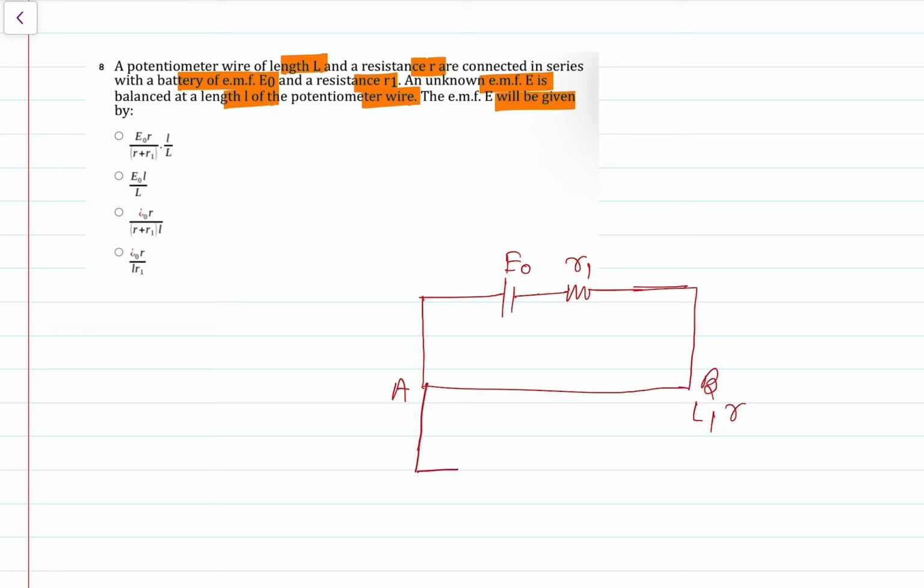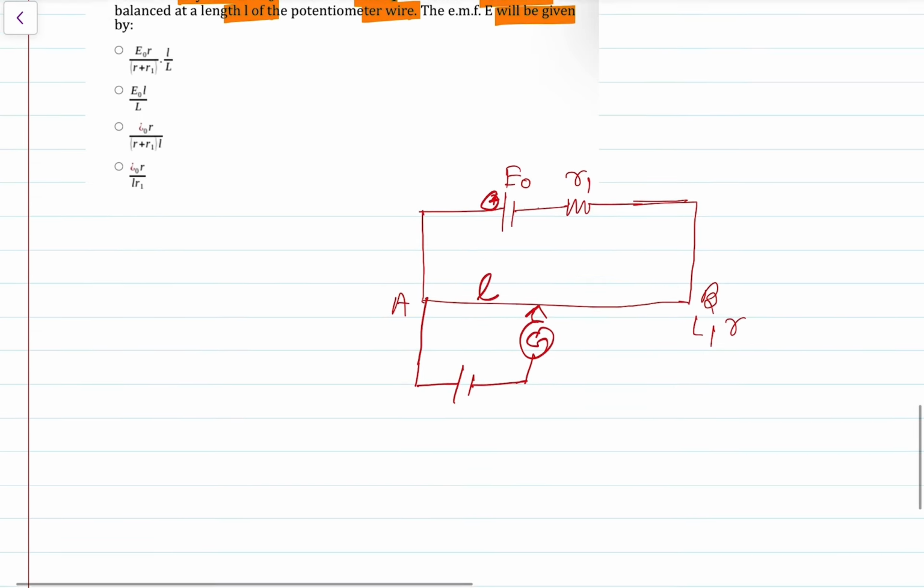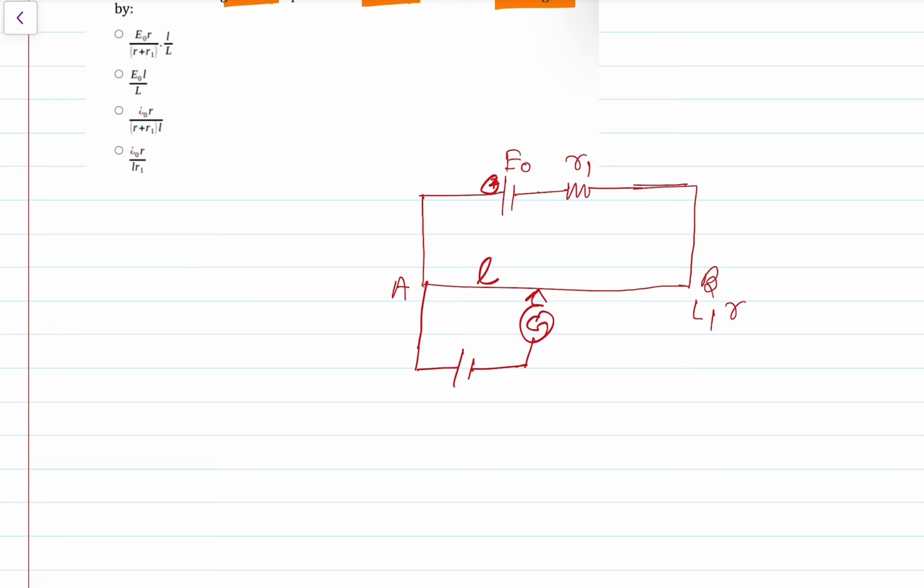So we know that positive terminal of the EMF is connected to this cell, positive terminal of the given cell. Okay, now here one galvanometer is connected and here jockey, and it is given null point is obtained at length l. Okay, now to find the solution of the given question, first we need to find the potential gradient. Okay, so how will you find the potential gradient?